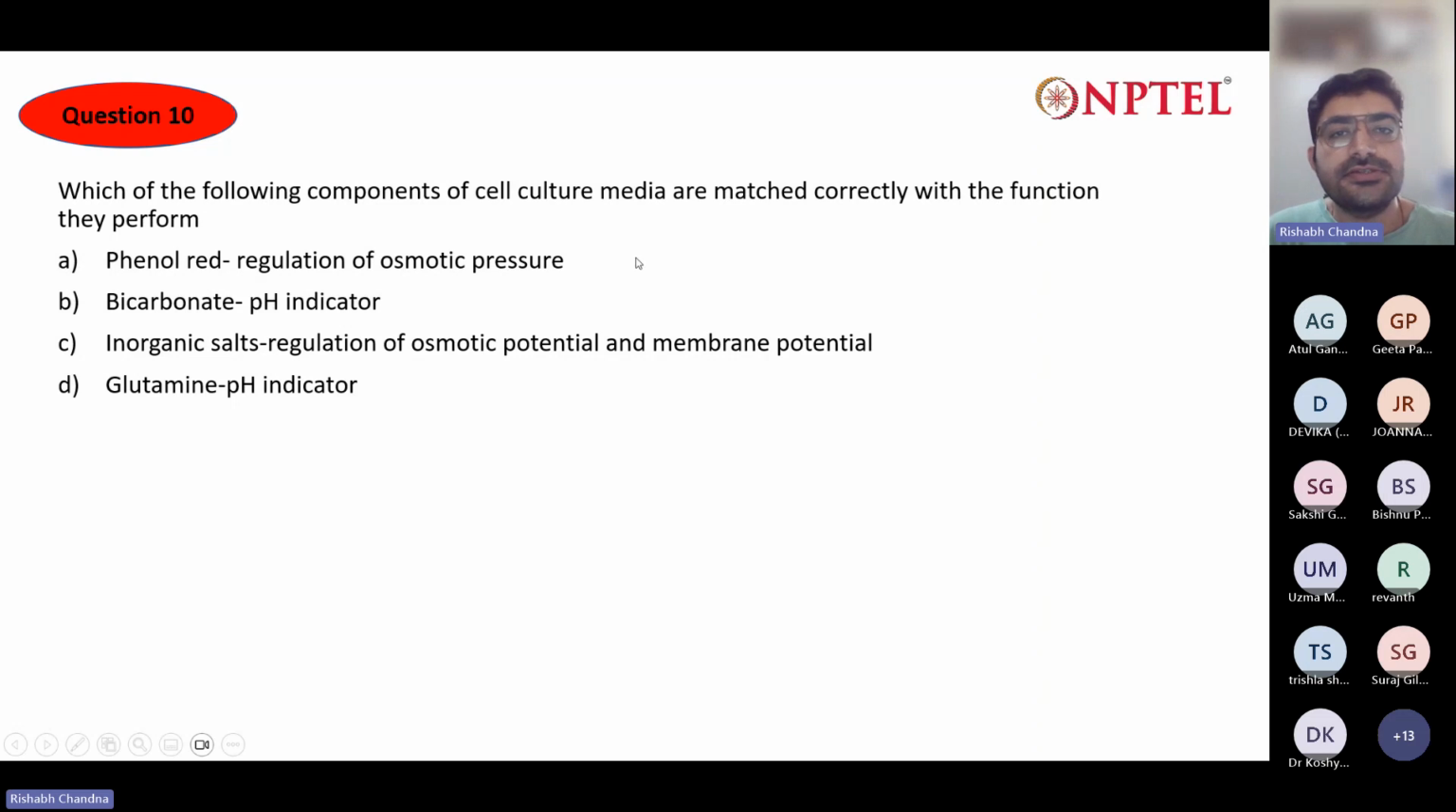Which of the following components of cell culture media are matched correctly with the function they perform? Option A, phenol red, it regulates osmotic pressure. Option B, bicarbonate, it's a pH indicator. Option C, inorganic salts, they help in regulation of osmotic potential and membrane potential. Option D, glutamine, that is a pH indicator. So can anybody guess? Option C, inorganic salts. Okay, any more answers?